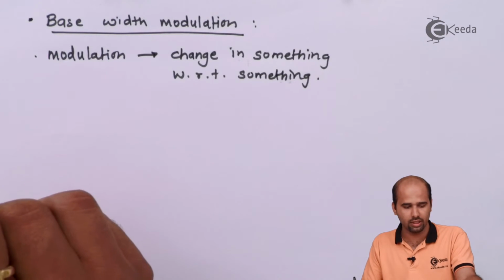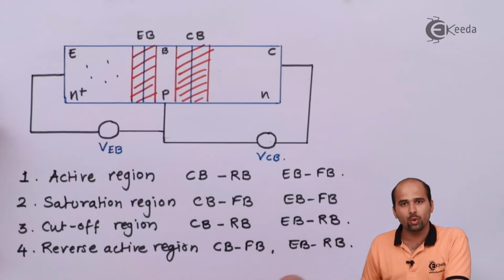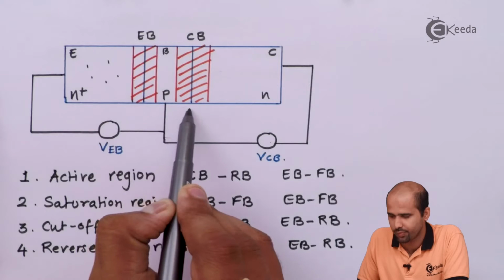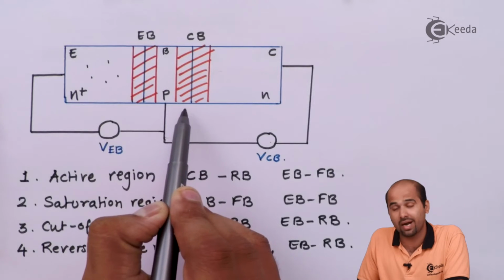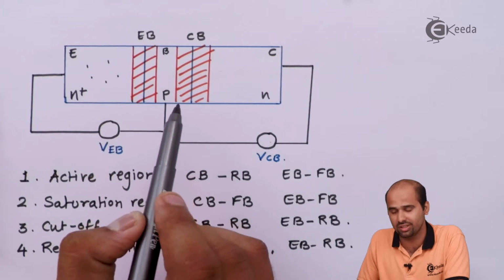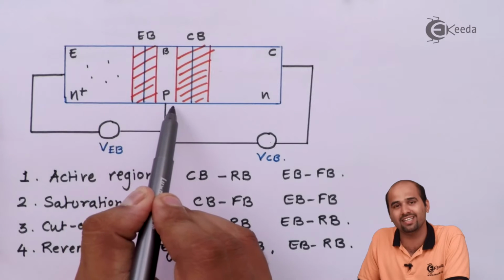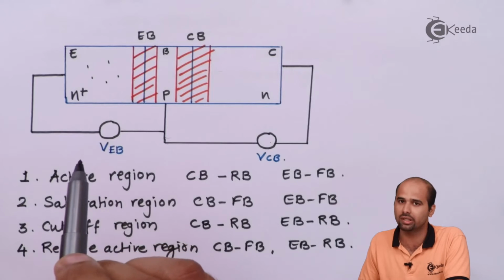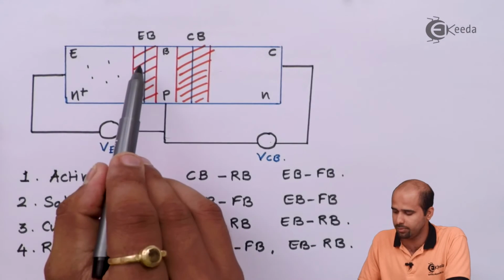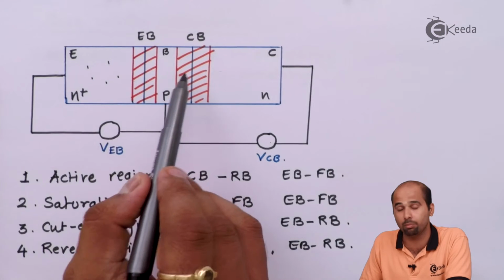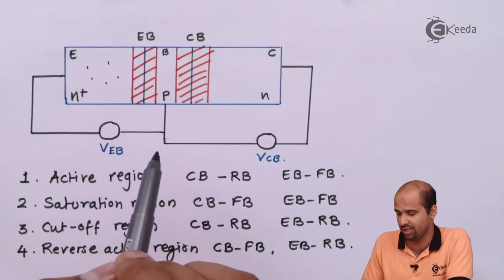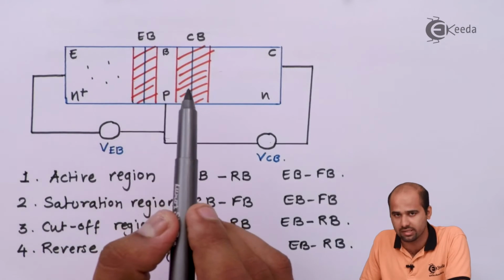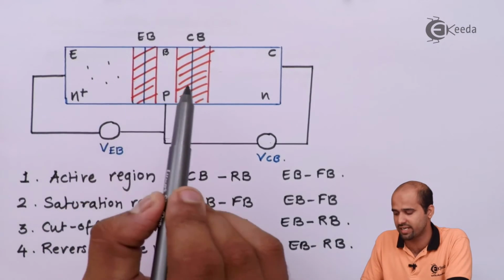Now if you see the actual base width is this, right? But my available base width region is only this. So the practical base width region is continuously changing by changing the operation of the EB and CB. If EB and CB both are in the forward bias region, then I can say that this particular region of base width will increase.